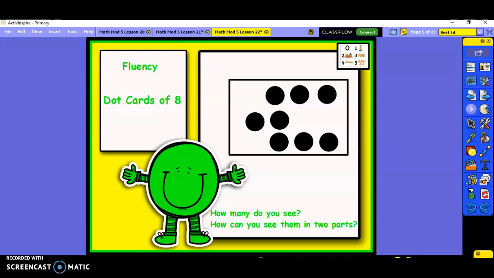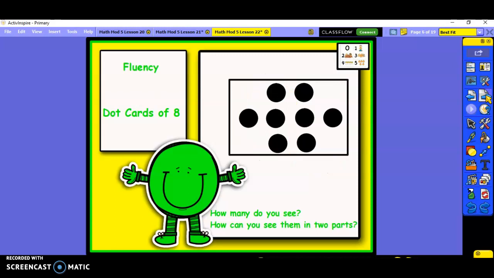Very good. Think about how you see the number 8. Very good. This time, guess what Miss Nakhan saw? Look at this. I saw 4 and 4. I saw my 8 in these 2 parts. 4 and 4 makes 8.